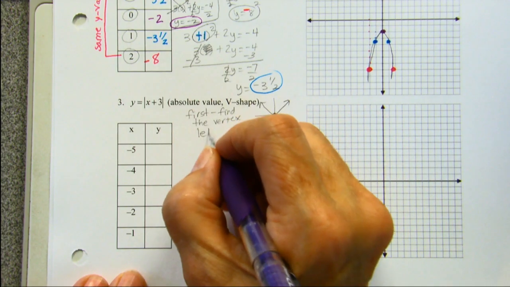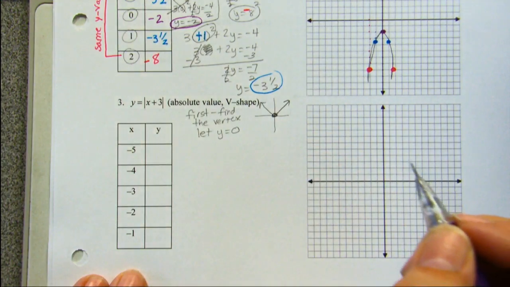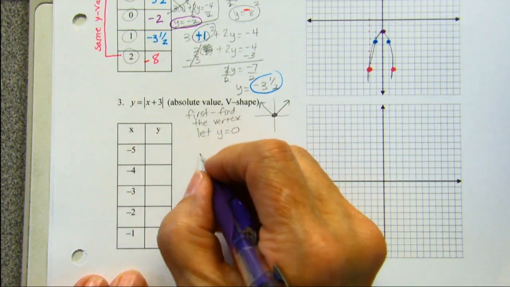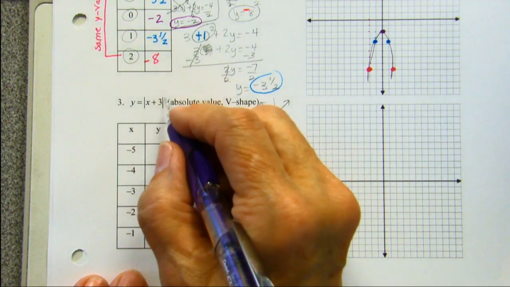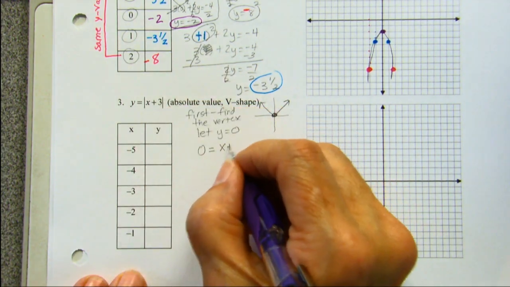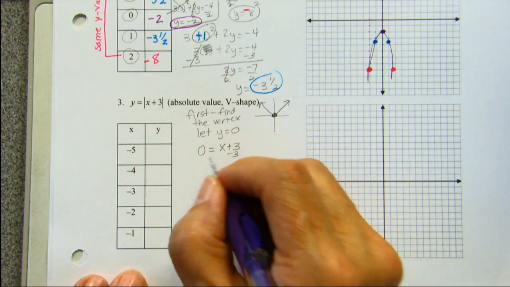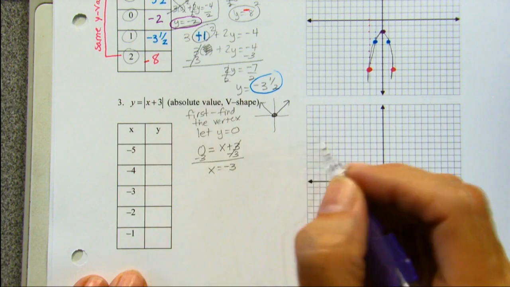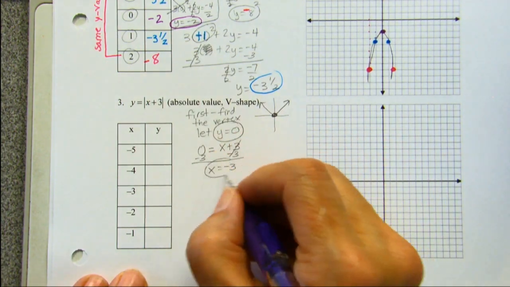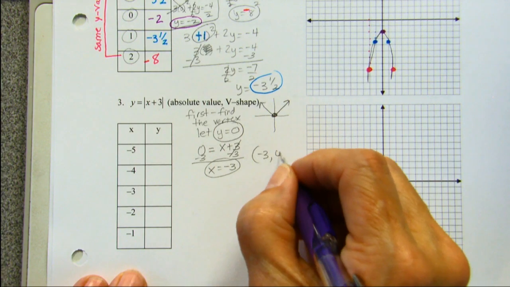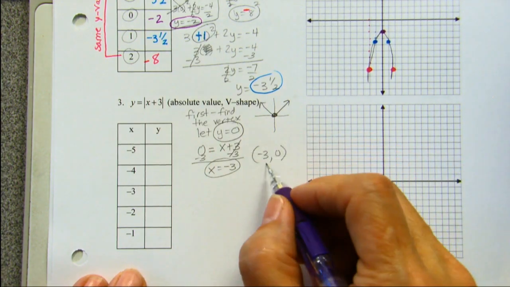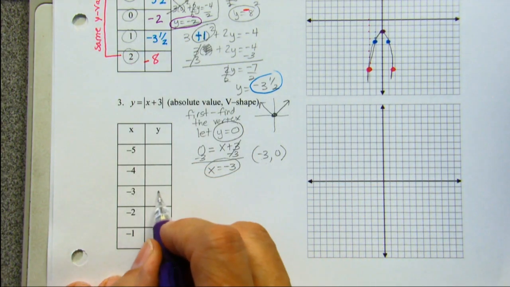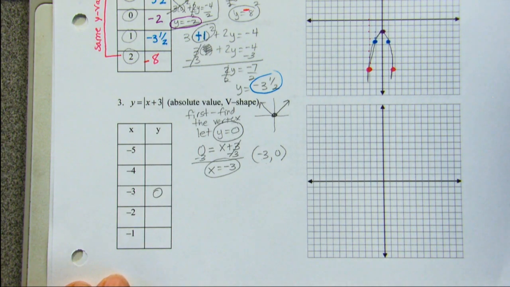So I am going to let y equal 0, and I'm going to leave off the bars. So here's my y, I'm going to let it equal 0, leave off the bars, and I have x plus 3. Subtract 3 on both sides, and I get x equals -3. So when y is 0, x is -3. And that will be the vertex. And over here on x, I have a -3. My y value was 0.